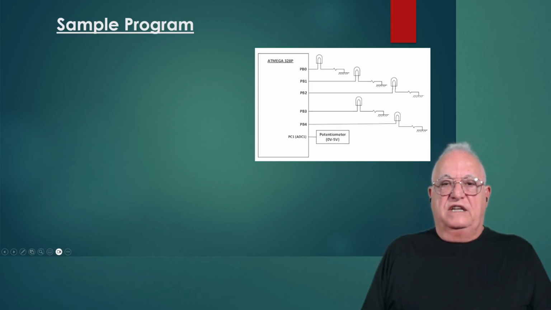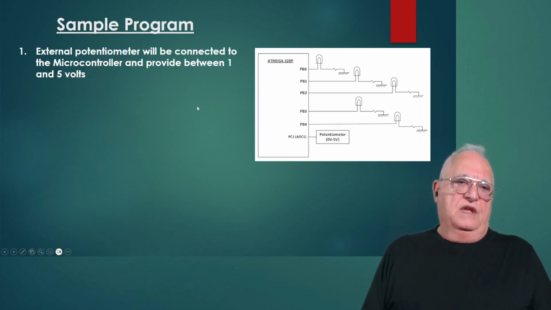So the idea is that as I move this potentiometer, the analog input to the controller changes between 0 and 5 and is converted from analog to digital. And we're going to turn on an LED dependent on the voltage. So let's look at the sample program.